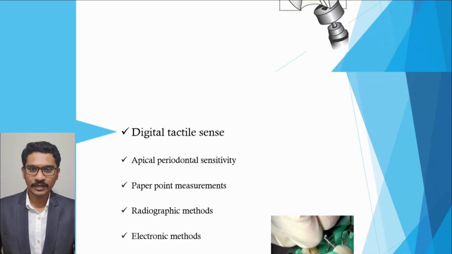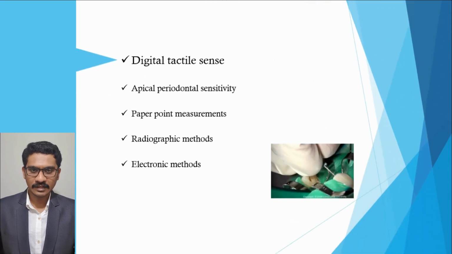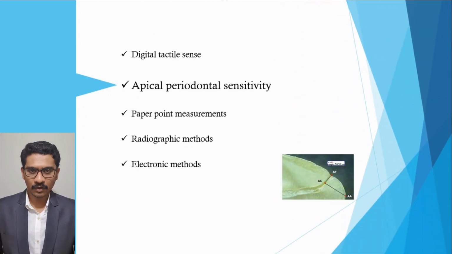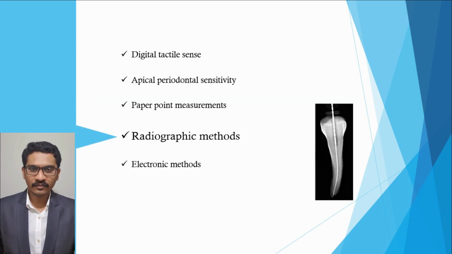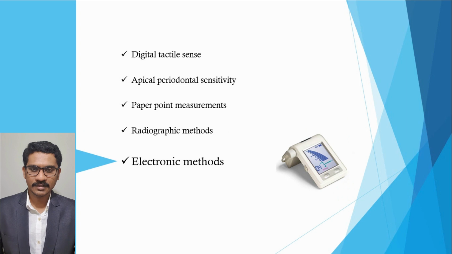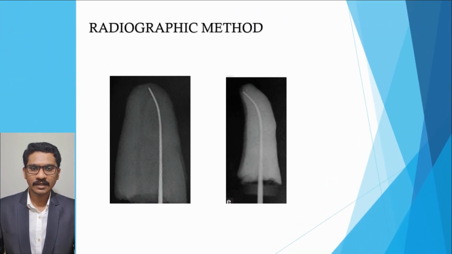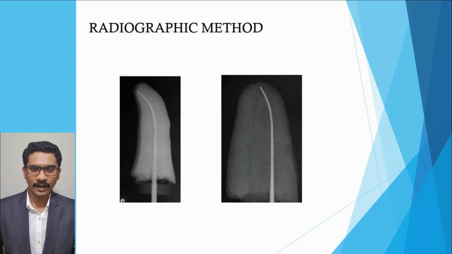There are several ways to obtain a working length. The first is digital tactile sense. Then we have apical periodontal sensitivity, paper point measurements, radiographic methods, and finally electronic methods. Among these, the radiographic method is the most commonly adopted method. But we cannot solely rely on the radiographic method as it has several drawbacks.